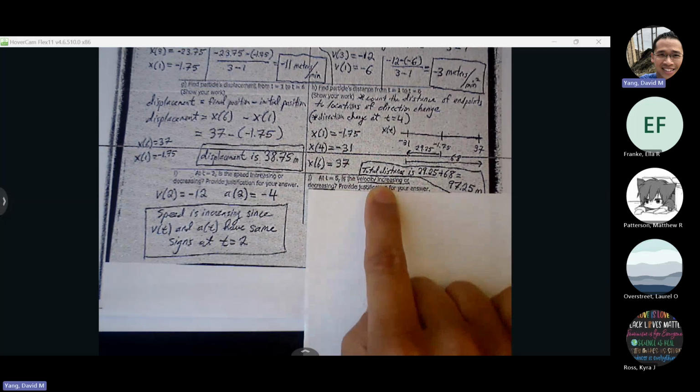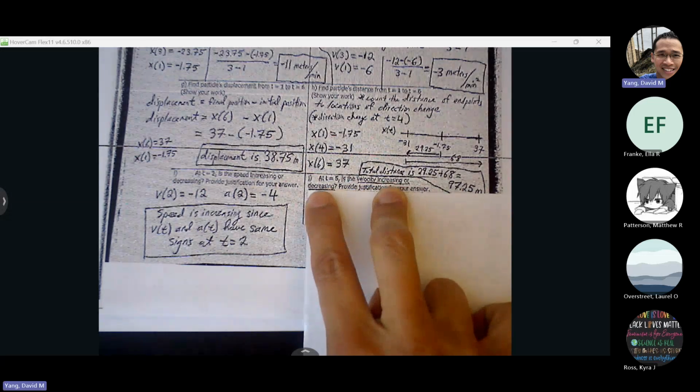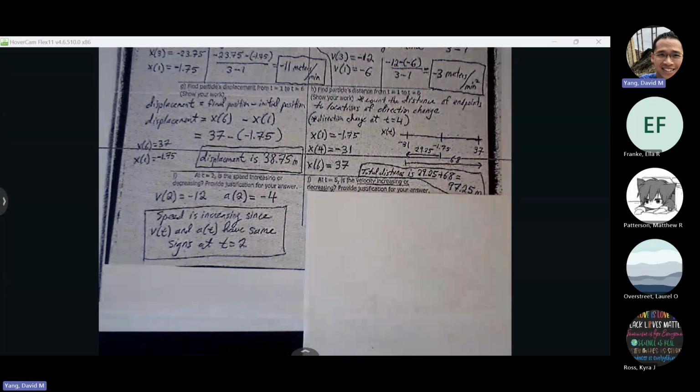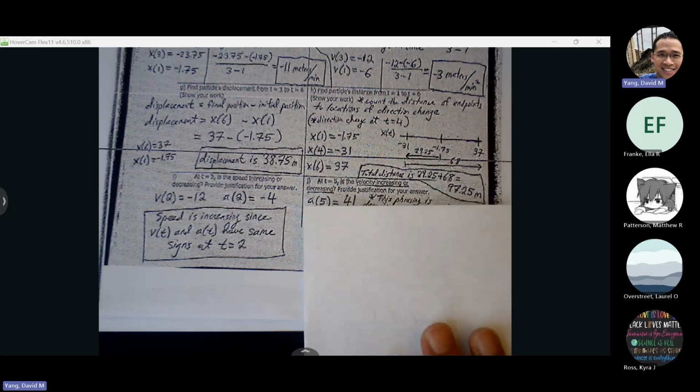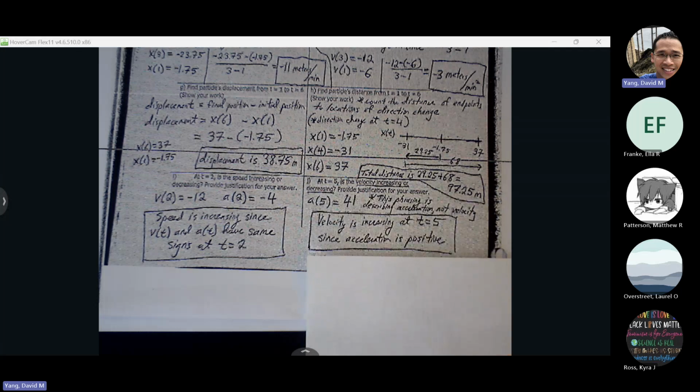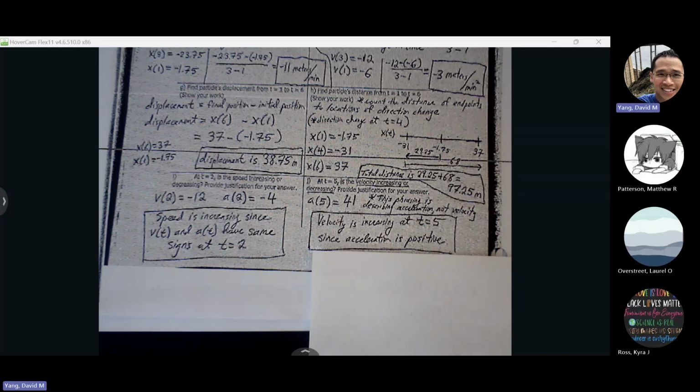At t equals 5, is the velocity increasing or decreasing? This is not talking about speed. It's asking about what? Acceleration, right? If you think about velocity, it's asking, is the velocity rising or is the velocity falling? If you think about the rise and fall of velocity, you're talking about the slope of velocity. And the slope of velocity is the derivative of velocity, which is just acceleration. So we just look at acceleration. Acceleration is positive at 5 seconds. So since acceleration is positive, velocity is increasing.